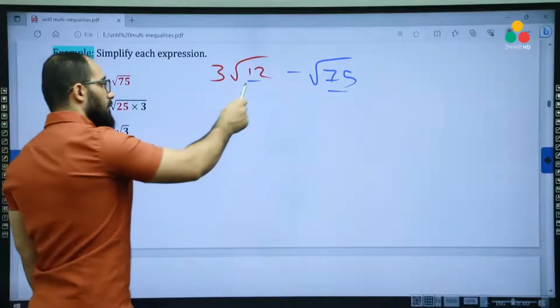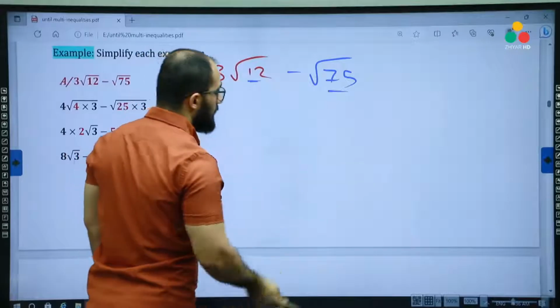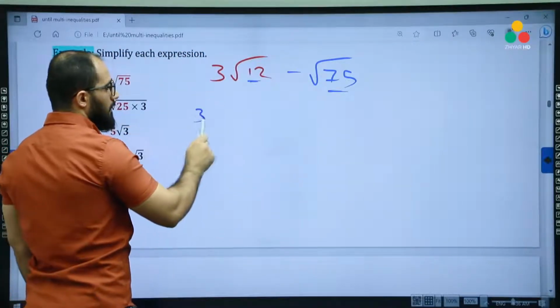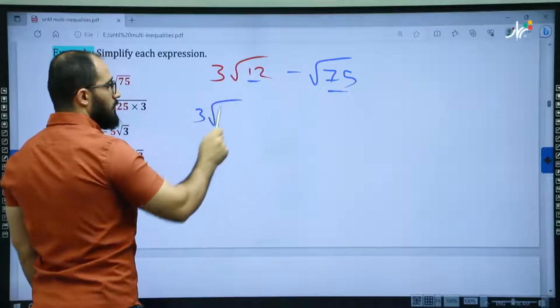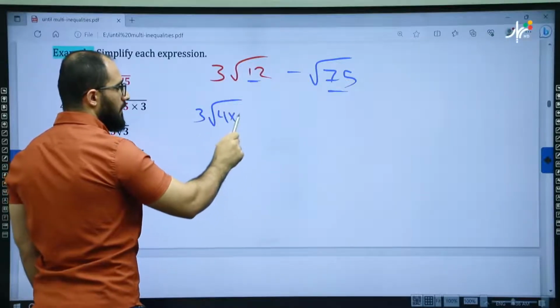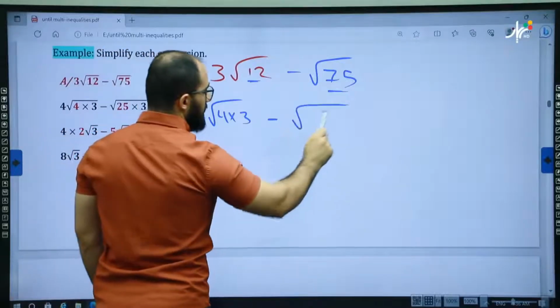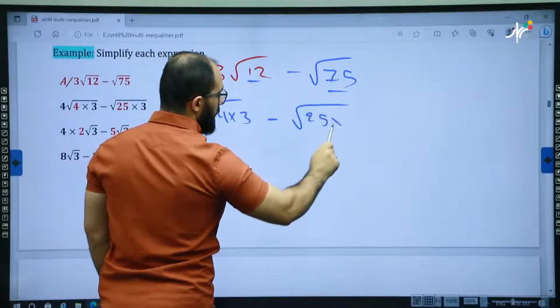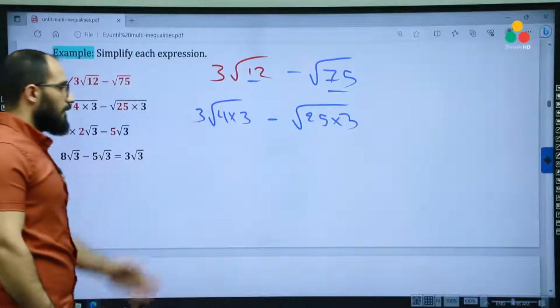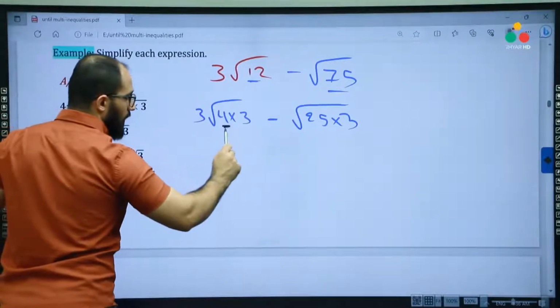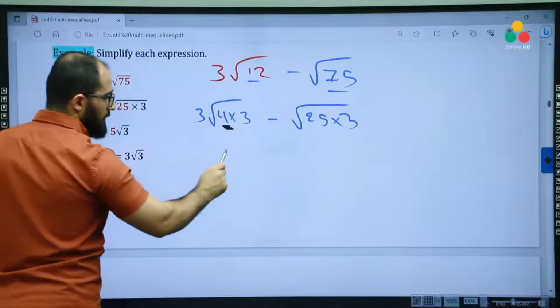We can simplify 12 and also you can simplify 75. If you remember in the previous class, we said that square root of 12 is going to be square root of 4 times 3, and square root of 75 is going to be square root of 25 times 3. So right now here the square root of 4 is 2.